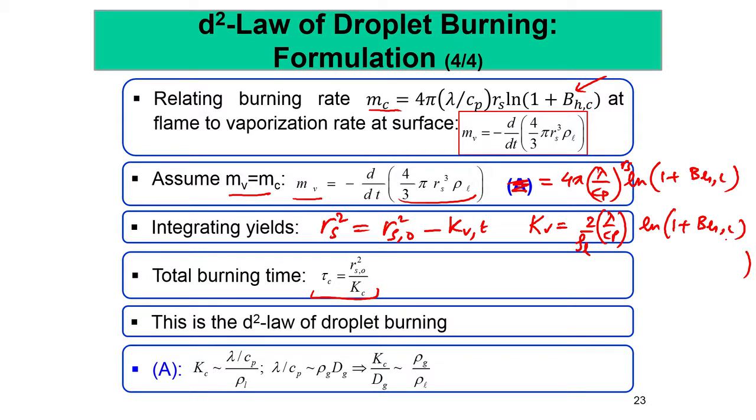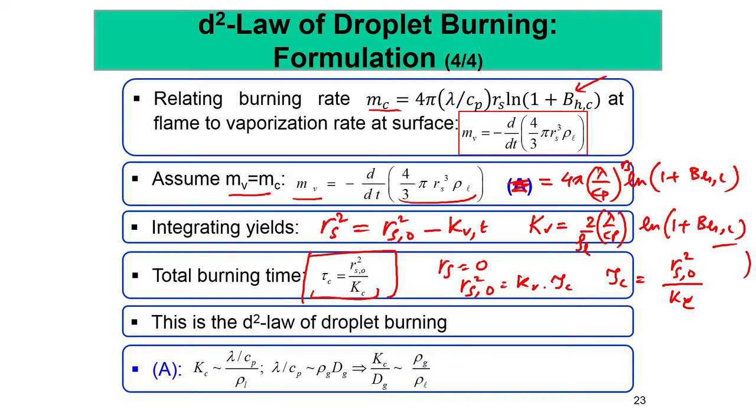Now to estimate the total burning time, we set Rs equal to 0, and then we get Rs0 squared equal to kV times tau c. Therefore tau c is equal to Rs0 squared, the initial radius squared, by kV. This is the total burning time, or we write it as Kc, because this involves the droplet heat transfer number for combustion.